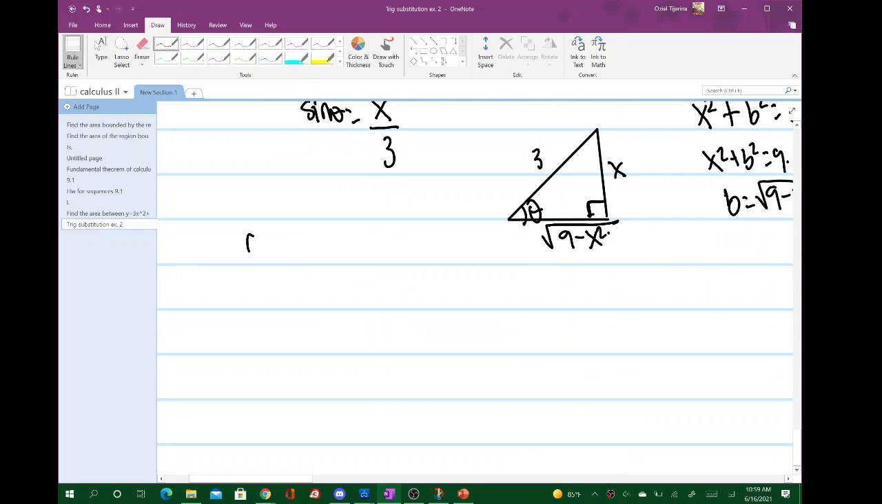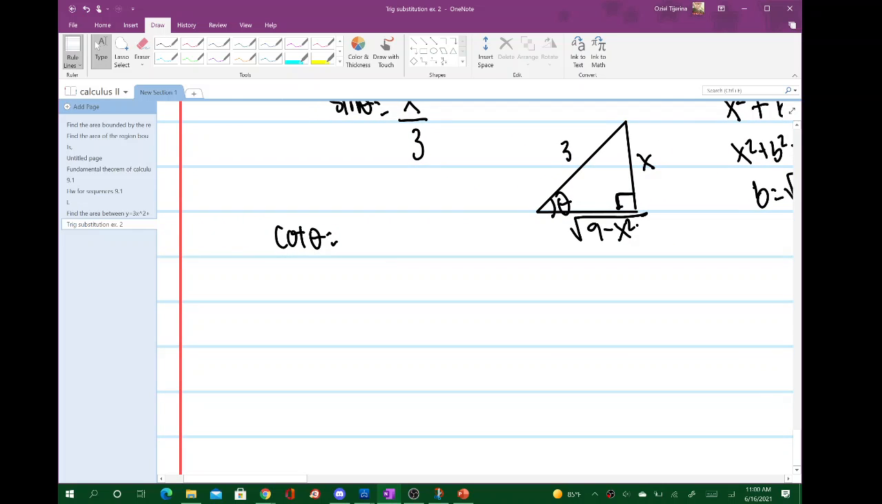So cotangent theta is going to be equal to, not opposite over adjacent, but adjacent over opposite. Let's see. Adjacent over opposite, right? Now that means it's going to be the square root of 9 minus x squared over x.